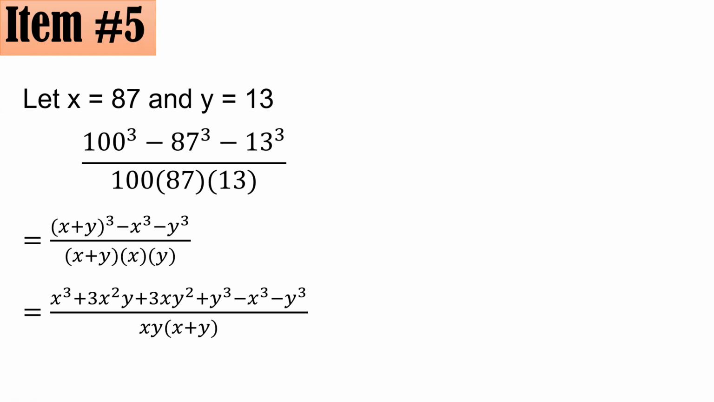Now, look at our numerator. Do we have like terms? What can we combine? So X cubed and negative X cubed become 0. Also, Y cubed minus Y cubed becomes 0 too. So what remains in the numerator? What remains is 3X squared Y plus 3XY squared. And I just copied your denominator. Okay, I hope that is clear.